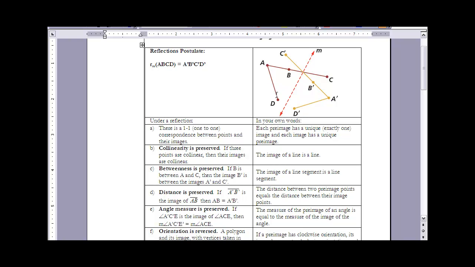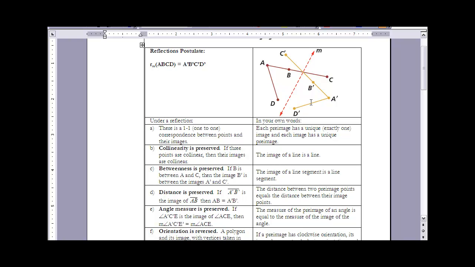The first is that there's a one-to-one correspondence between points and their images. What that means is that for every point on my pre-image, A, B, C, D, there will be an equivalent point on the image, A prime, B prime, C prime, D prime. We're not just talking about the points that we have labeled, but also any point. So if I have a point right on this line segment, there's another point on the line segment over here that is the image of it. That's what a one-to-one correspondence means.